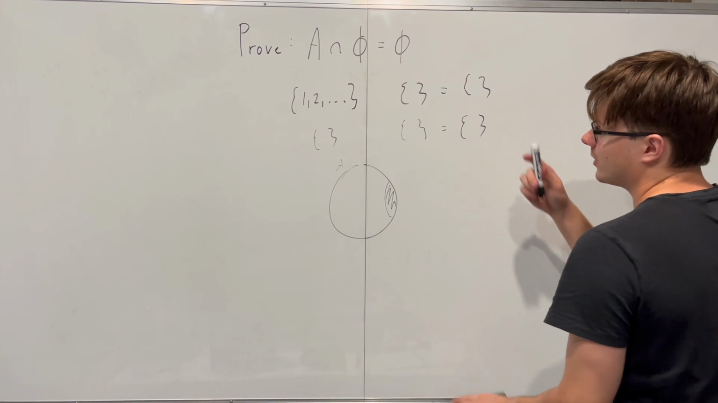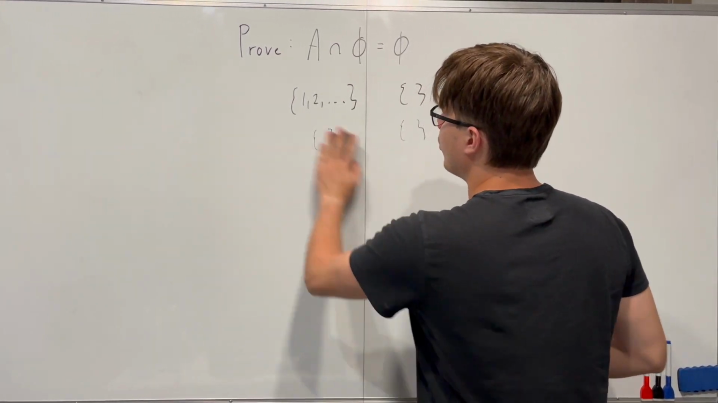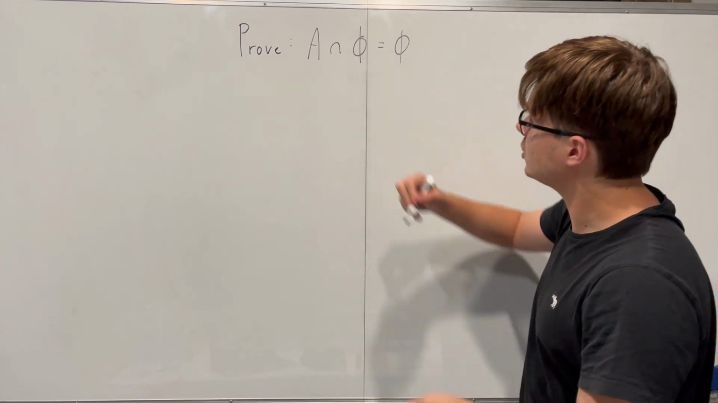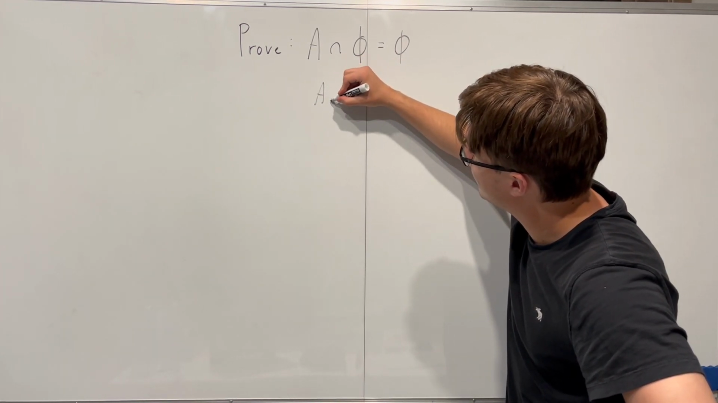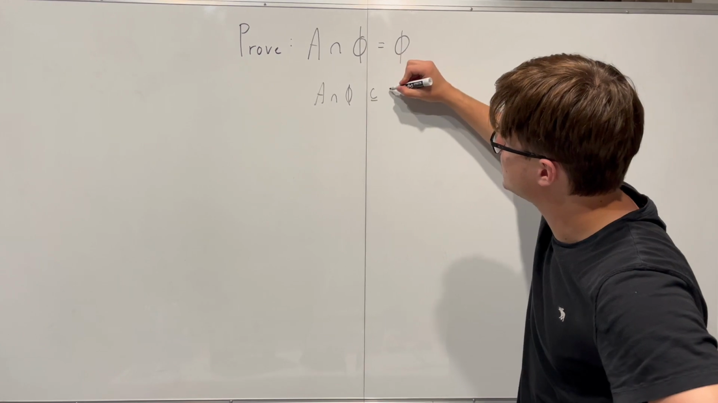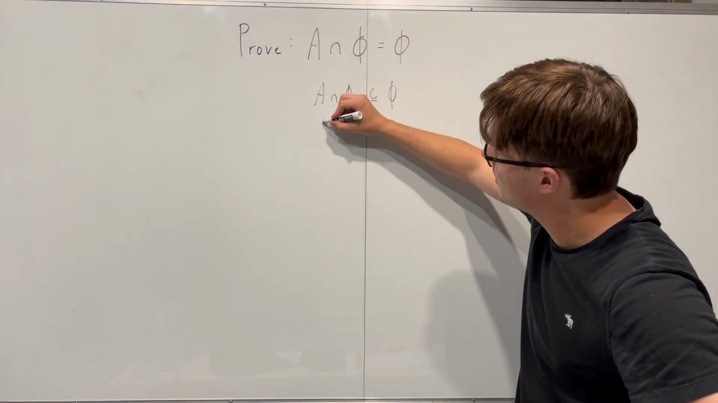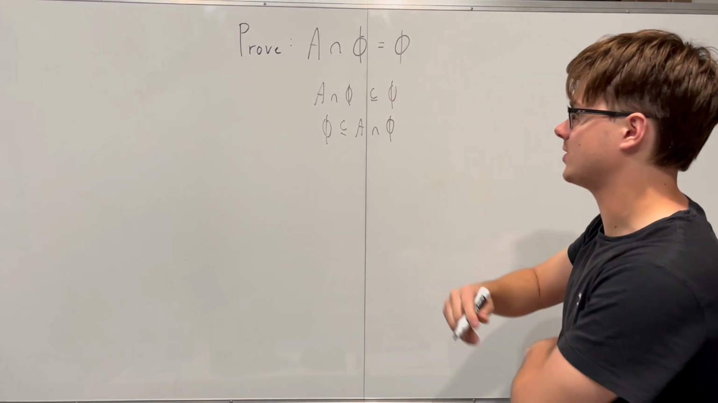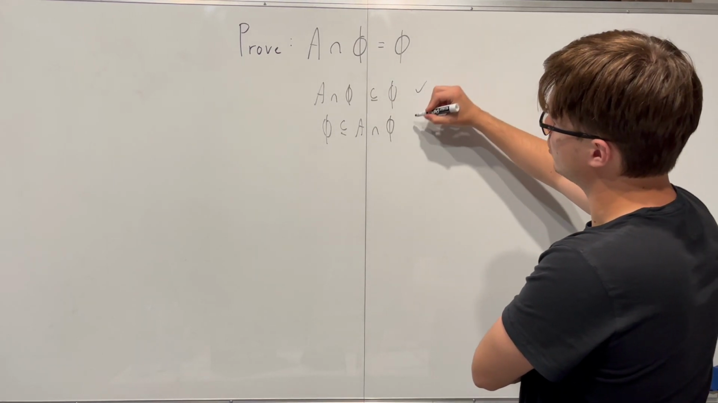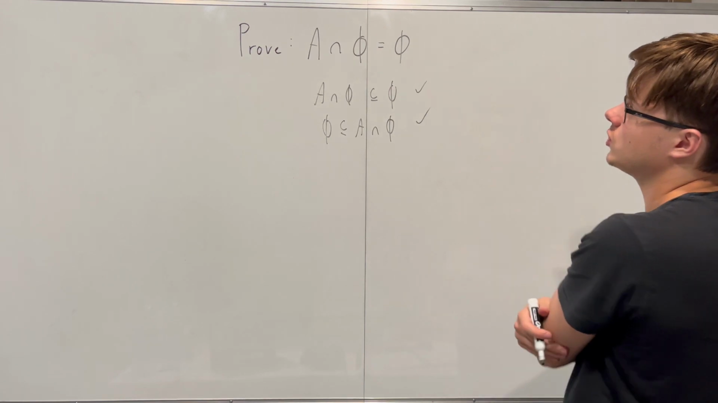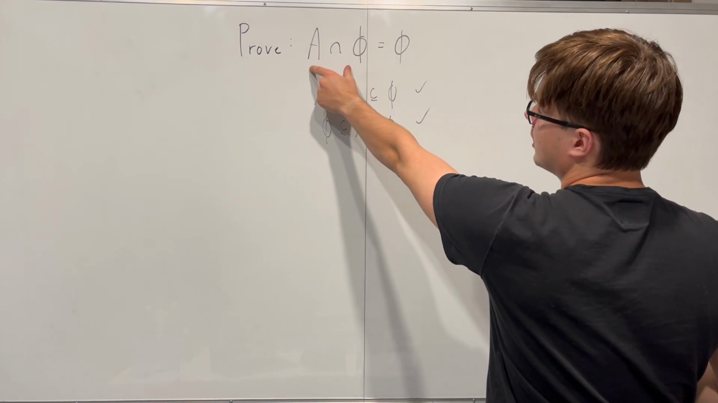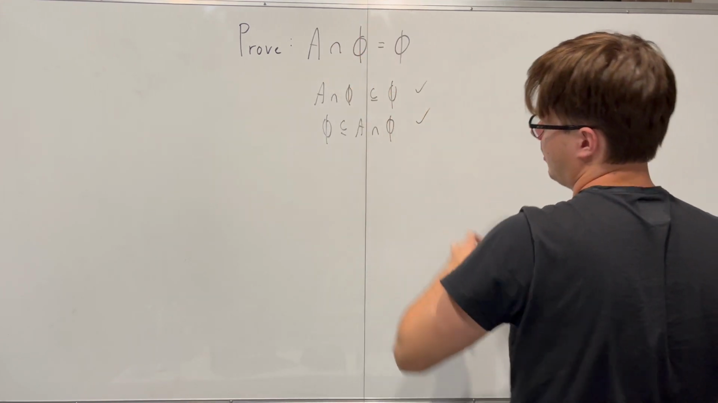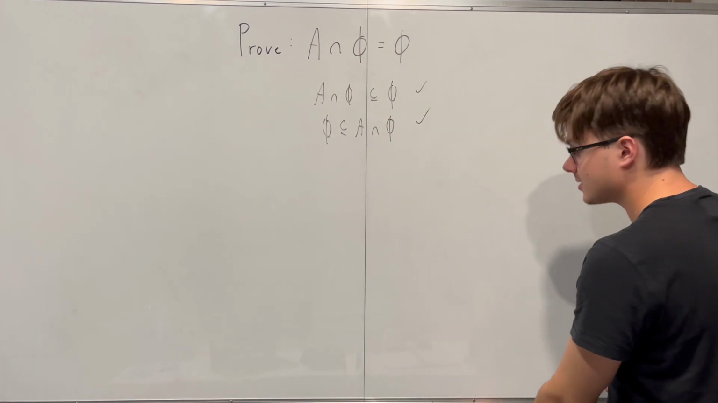So how are we going to prove that this is in fact going to be true? Well, first we need to recognize that this is in fact an equivalence, which means we have to show that A intersect with the empty set is a subset of the empty set, and we need to show the empty set is a subset of A intersect with the empty set. We have to show both of these are true in order to show that they are equal to each other. We have to show every element here that's shared is going to be here, and every element here that's shared is going to be here. So let's go ahead and do that.